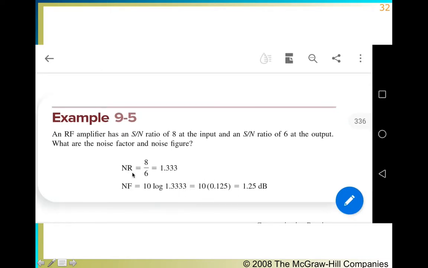And then in this numerical, we are given the signal to noise ratio at the input side and the signal to noise ratio at the output side. Taking their ratio and doing the calculation, we are able to calculate the NR, which is the noise ratio, and then the NF. We take this value, which is 1.33, and transform it into decibels to calculate the NF, which is the noise figure.